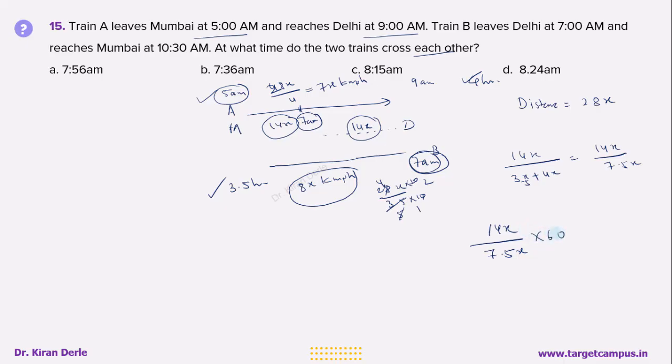I want the time in minutes, after how many minutes they will cross each other, right? So I'll multiply it by 60. X will go out. Simplifying, 14 into 60 upon 15 gives 14 into 4, which is 56 minutes. After 7 a.m., that gives the meeting time.